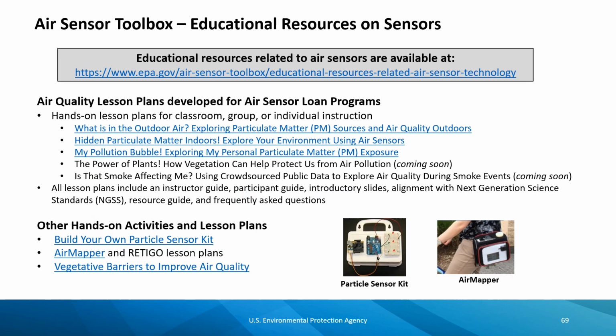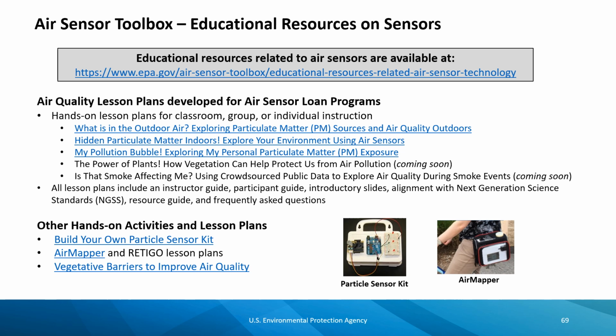The US EPA also provides several educational resources that support sensor use. The Educational Resources page links to 5 fully developed hands-on lesson plans for classroom, group, or individual instruction, focusing on outdoor air, indoor air, personal exposure, the role of vegetative barriers, and fire and smoke.